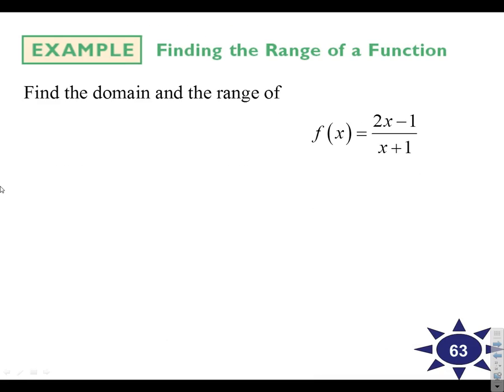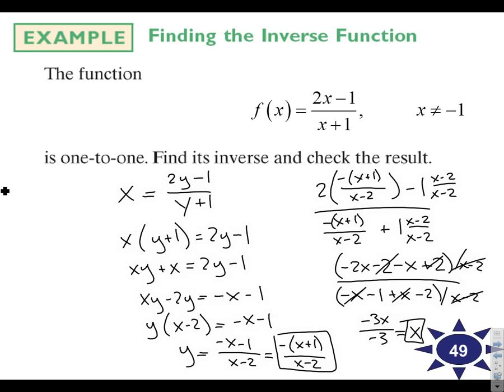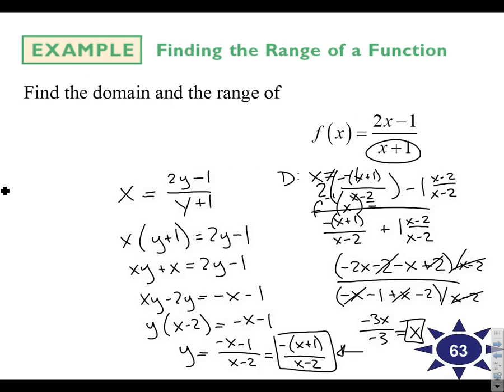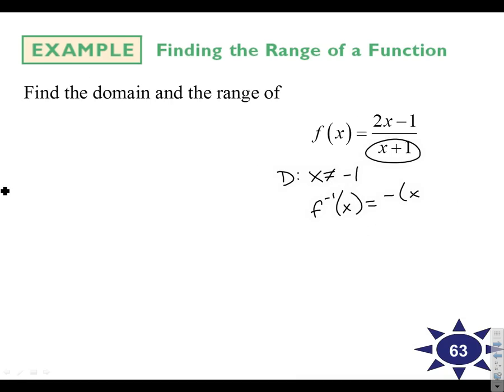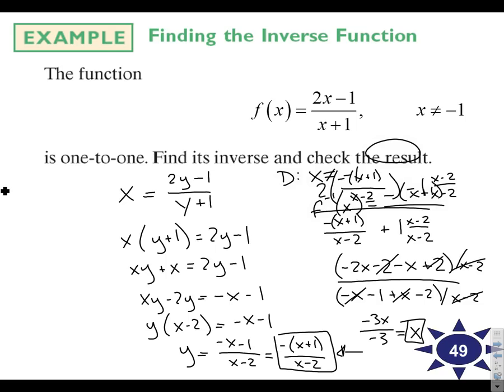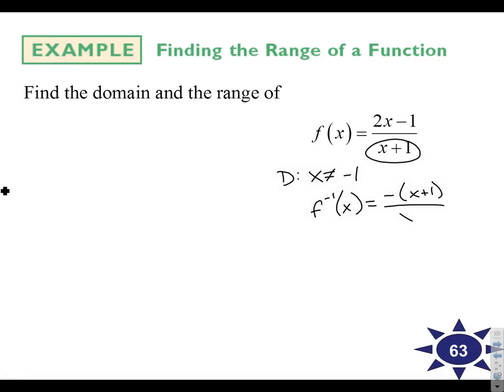All right, 63. Find the domain and the range of this. Okay, so the domain is pretty straightforward here. The domain, x cannot equal negative 1, just from here. But what about the range? All right, and this is made easier if we would know what the inverse is. And fortunately, we solved that in the last problem right here. It's negative x plus 1 over, what was it, x minus 2.